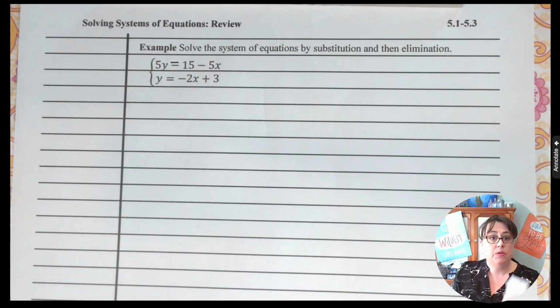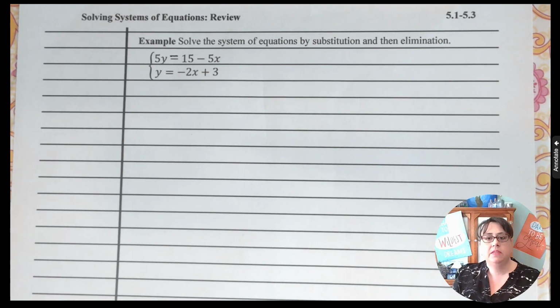Okay, so let's do this one. This one says solve the equation by substitution and then elimination. So let's look at it first. It's 5y equals 15 minus 5x and y equals -2x plus 3.